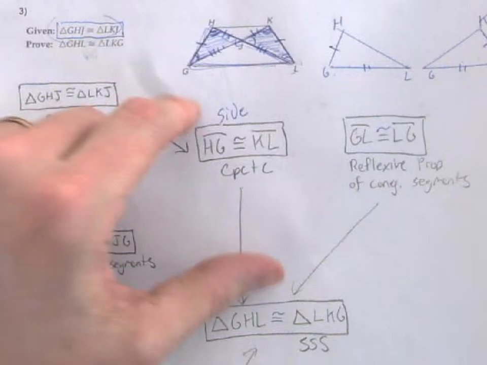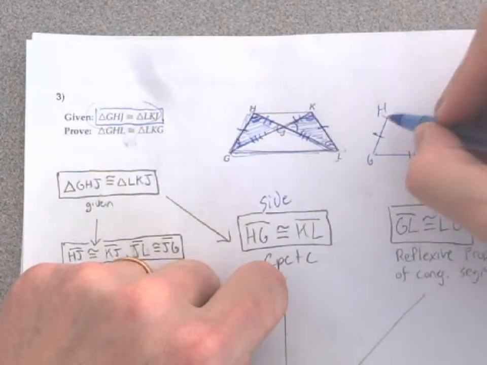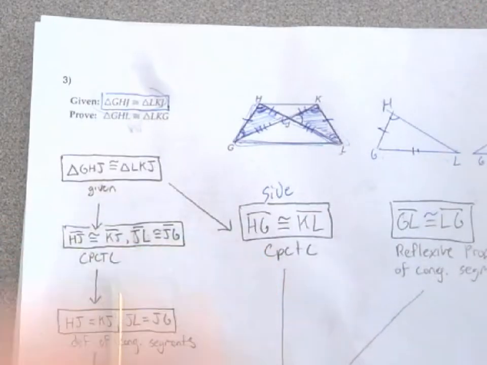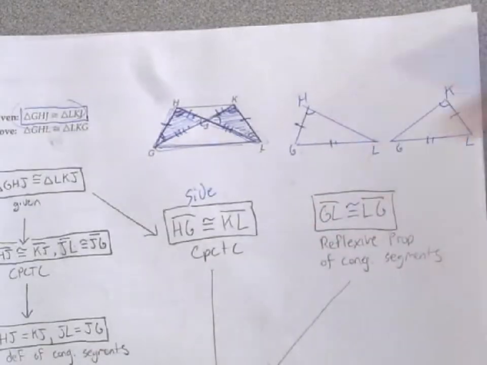Now you can also use CPCTC to get you this top angle, but that's not an included angle, and so you can't use that in your proof.